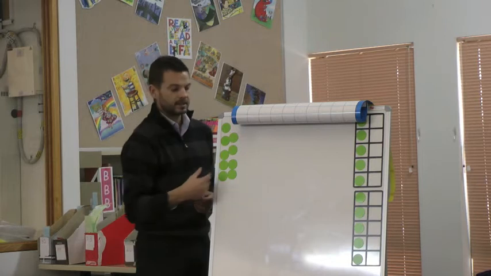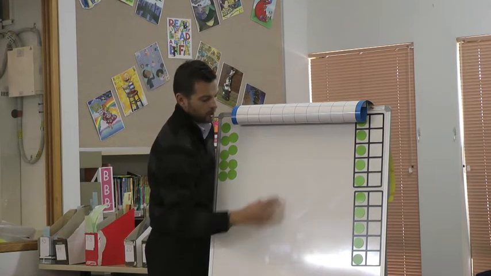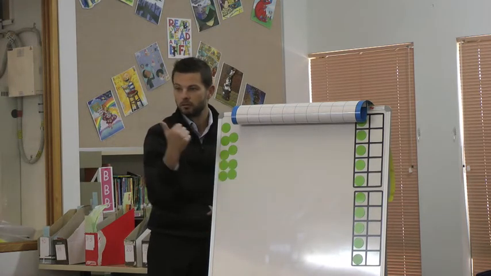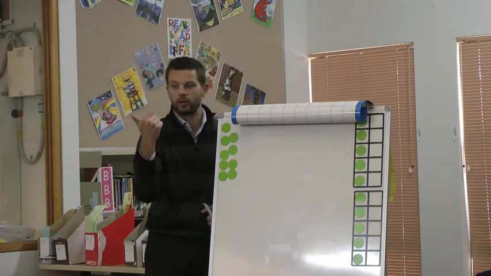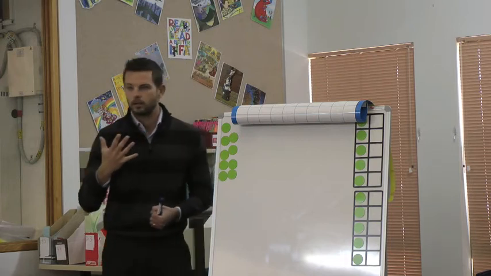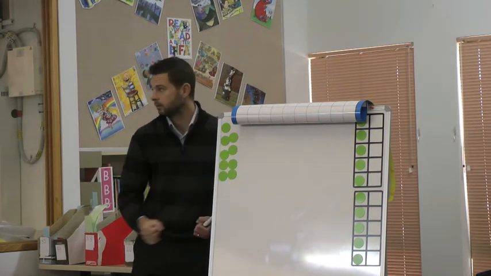So seeing that array will help me with my skip counting. If I can see 8 rows and 5 columns, I know that I can count 5, 10, 15, 20, 25, 30, 35, 40. I can do 8, 16, 24, 32, 40. Yeah, that's right. So I'm seeing that array in my head as I'm counting it.